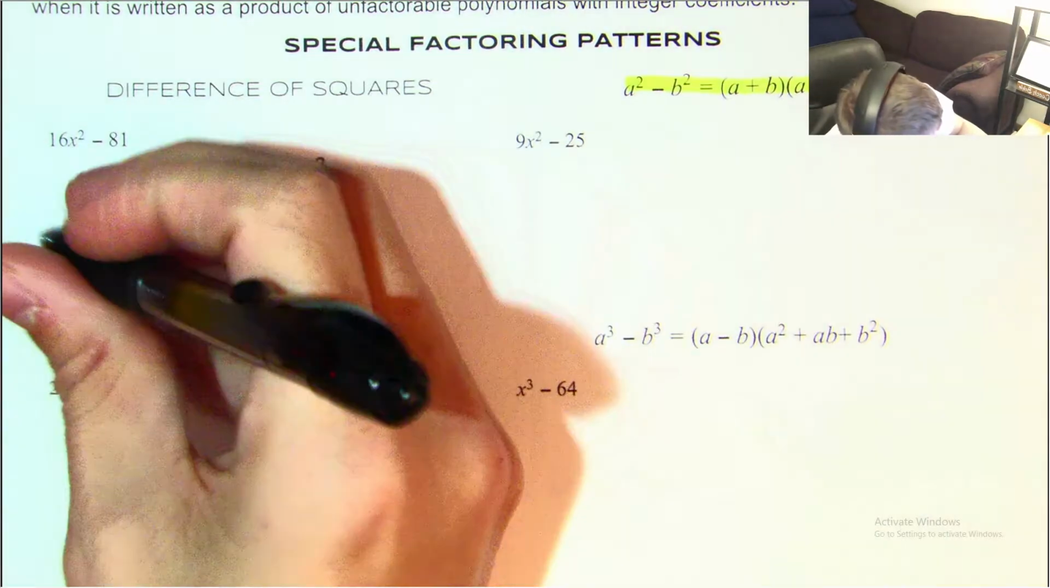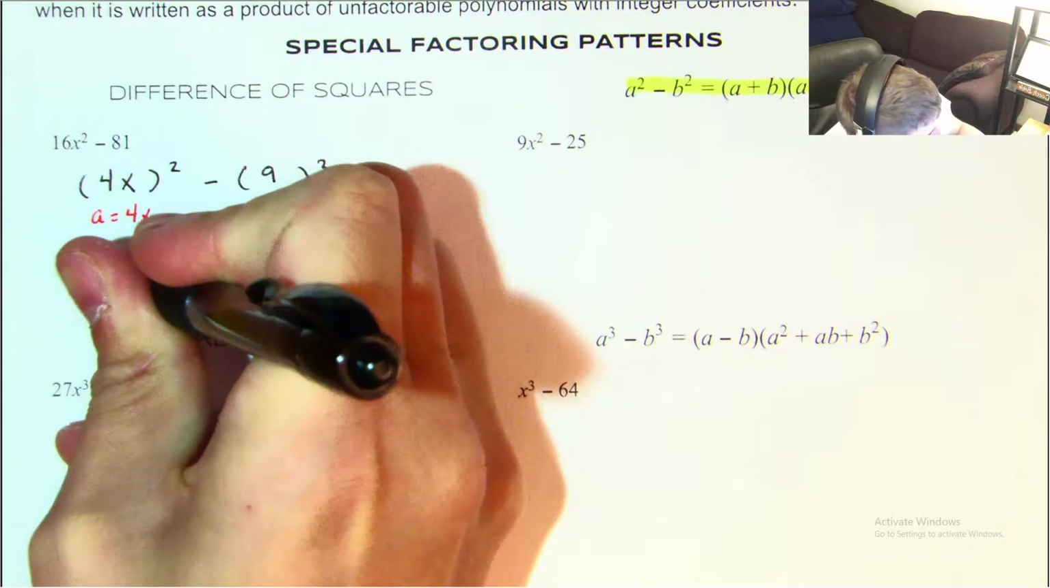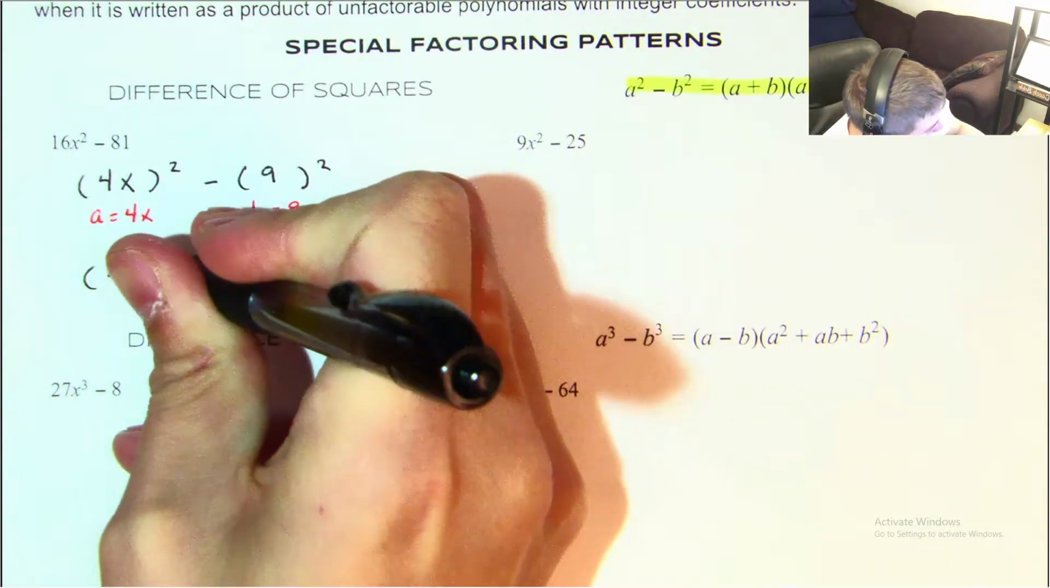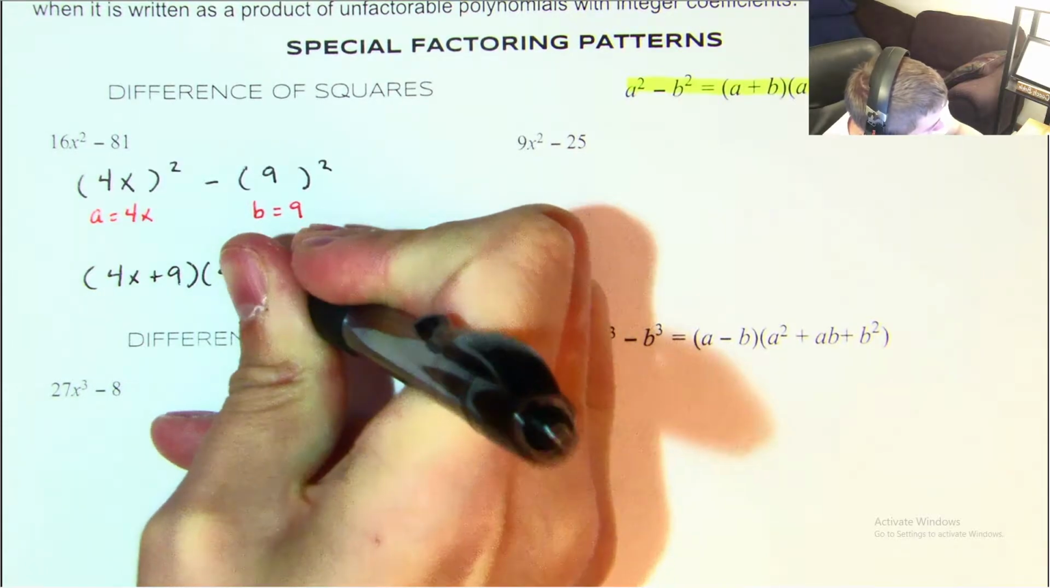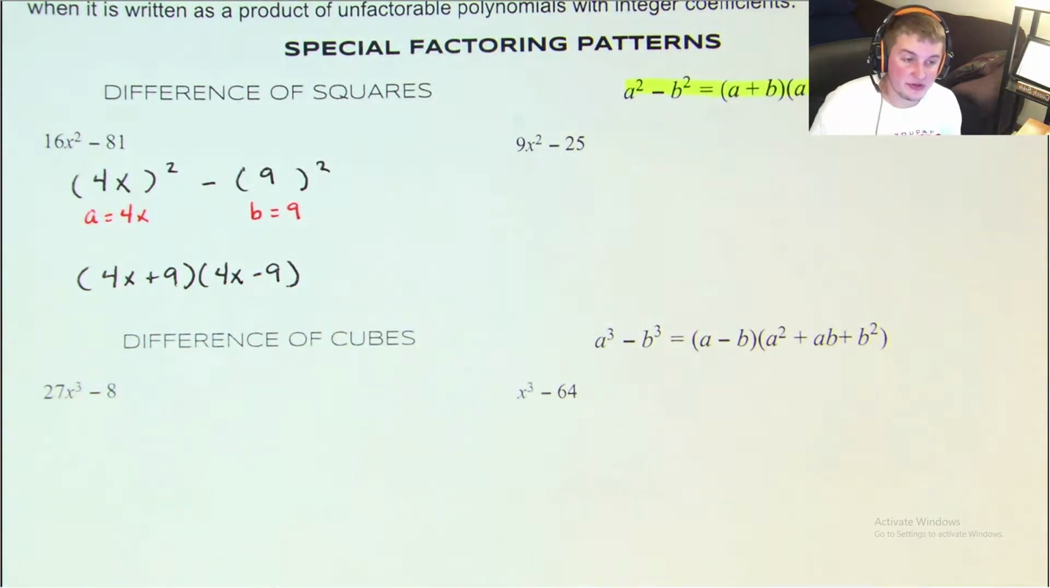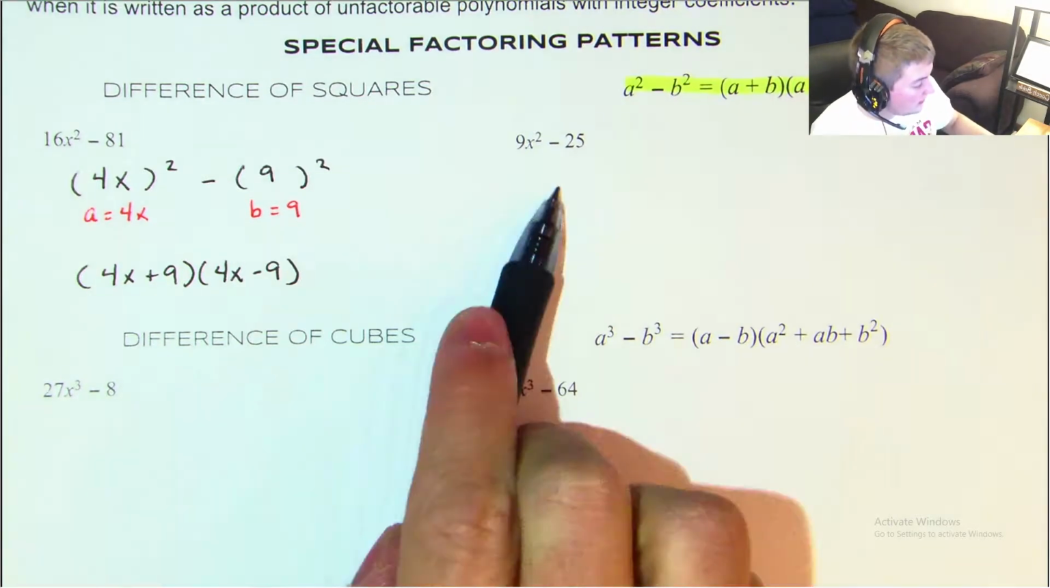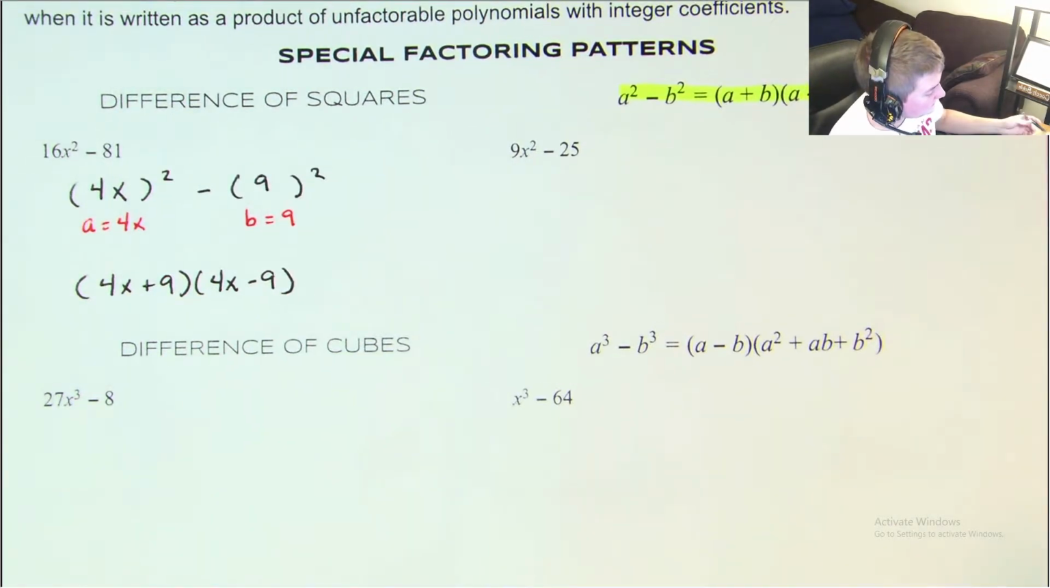So we're going to factor it into a, 4x, plus b, plus 9, times a, 4x, minus b, 9. And that's just what it factors into. We've actually taught this exact same factoring method back in Chapter 4. Everybody take a moment, try this second one of difference of squares on your own.